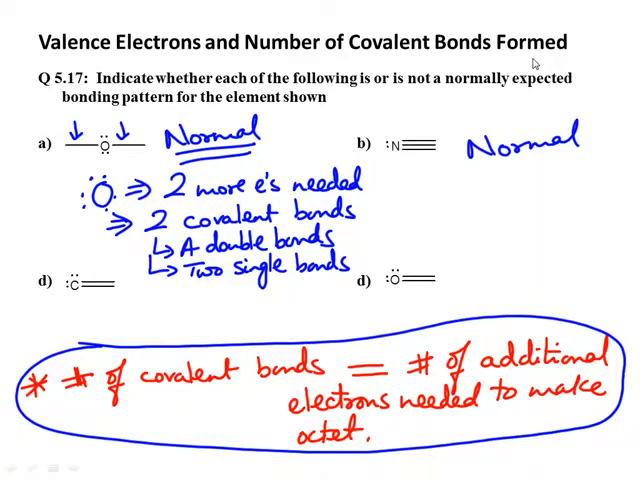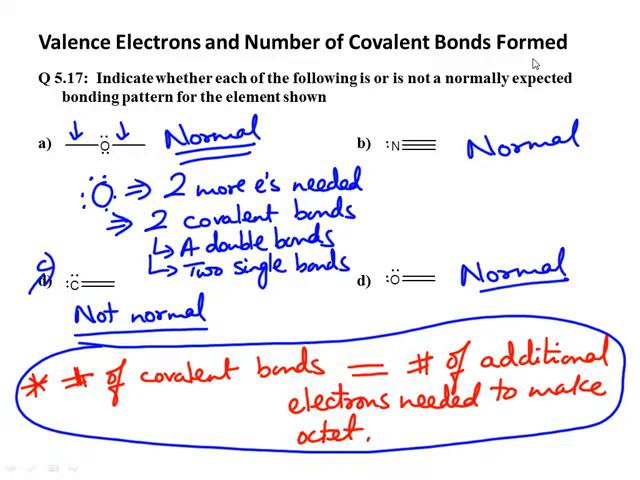This second part, D or C, it should be C, is not normal because carbon has 4 valence electrons. In other words, it should make 4 covalent bonds. So that is not normal. And D is normal as well because oxygen is making 2 covalent bonds, which is the number of additional electrons it needs to complete the octet.